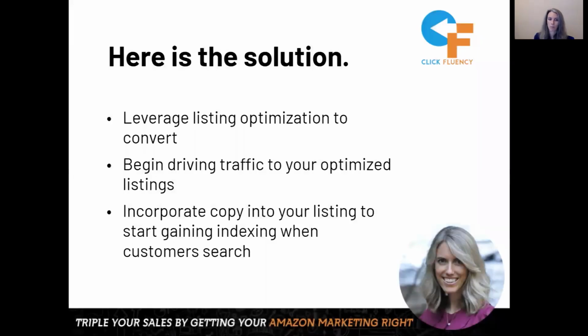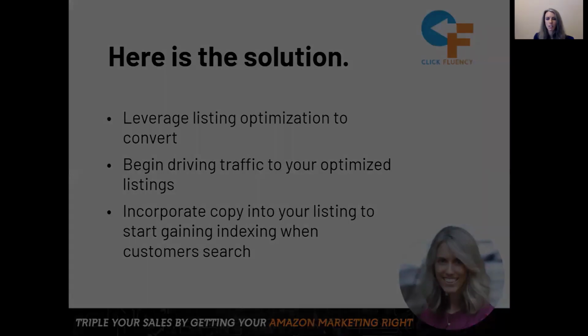So here's the solution. You want to leverage listing optimization for conversions. We've been talking a lot about that, and you've already hopefully written down 3 different elements that you're going to do in the next month. And then begin driving traffic to those optimized listings. And then you're going to incorporate copy into your listing to really help gain an index for what customers are searching on Amazon, so that they can find your products and listings.